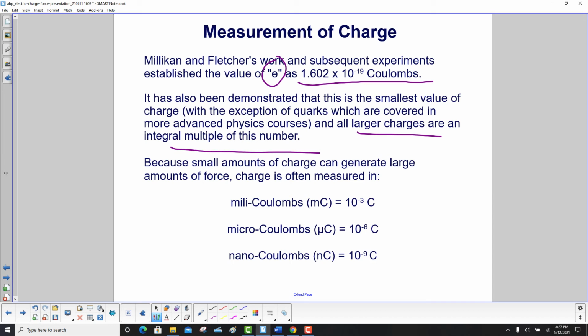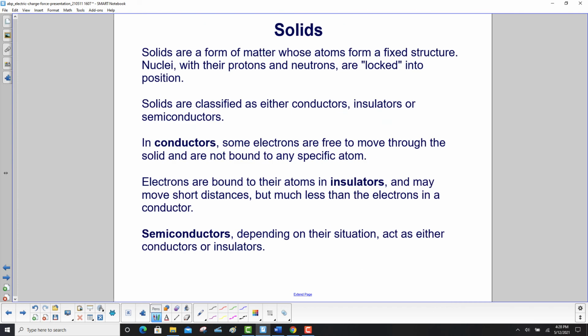Because small amounts of charge can generate large amounts of force, charge is often measured in millicoulombs, where milli is 10 to the minus 3, microcoulombs, micro is 10 to the minus 6, and nanocoulombs, 10 to the minus 9. Solids are a form of matter whose atoms form a fixed structure. Nuclei, with their protons and neutrons, are locked into position. Solids are classified as either conductors, insulators, or semiconductors. In conductors, some electrons are free to move through the solid and are not bound to any specific atom. Electrons are bound to their atoms in insulators and may move short distances, but much less than the electrons in a conductor.